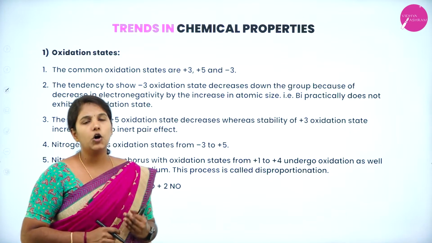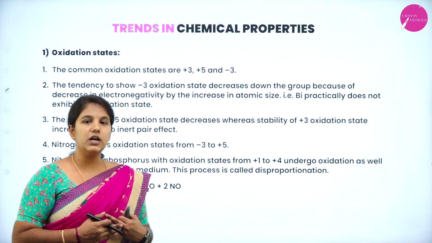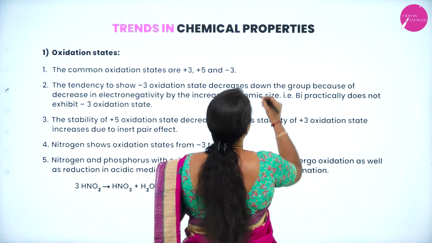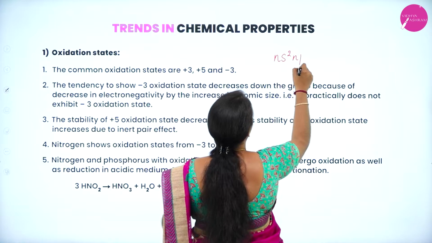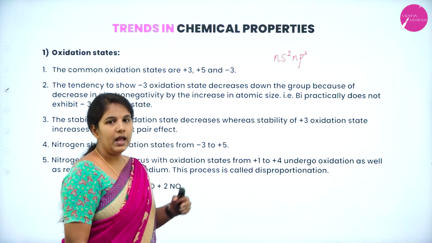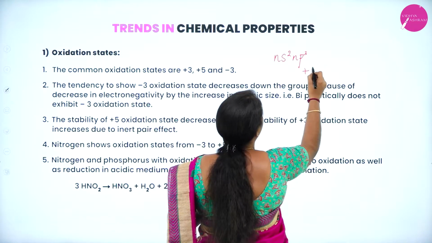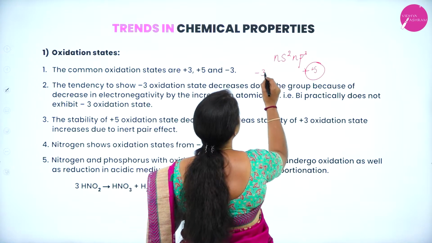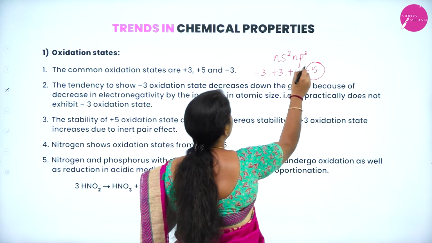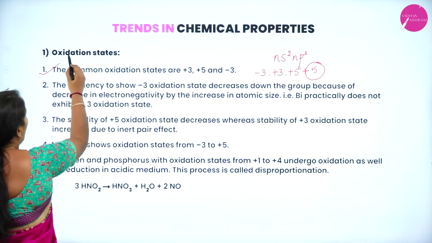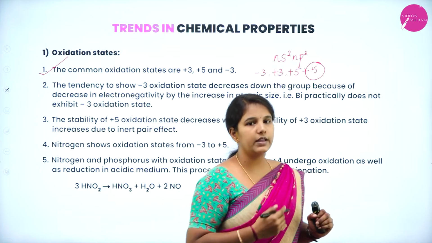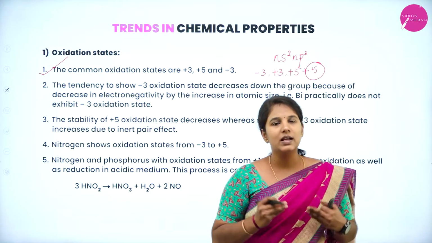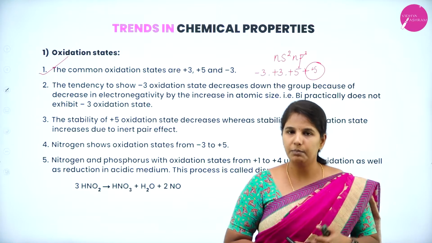The first trend is oxidation state. When we are discussing the group 15 elements, we know that it has the general valence shell electronic configuration of ns2 np3, and it shows 5 electrons in its valence shell. Hence, it shows -3, +3 and +5 oxidation states. So, how many common oxidation states will be exhibited by the group 15 elements? There are 3 common oxidation states exhibited by the group 15 elements. They are -3, +3 and +5.